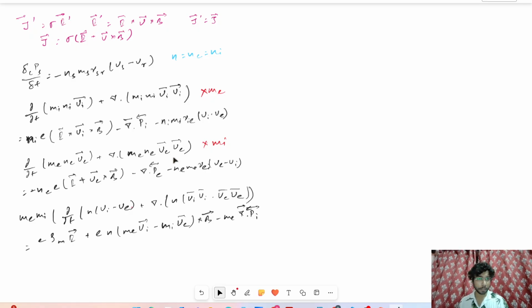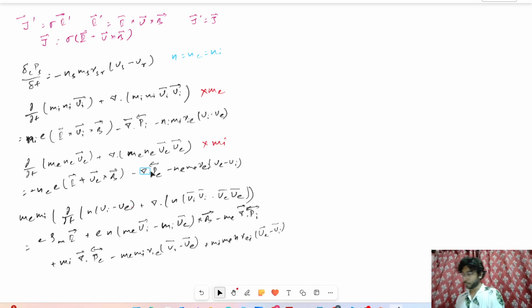So Me del dot Pi, and then this will be Mi del dot Pi plus Mi del dot Pi minus Mi mu IE, the collision term, plus Mi N mu I, right. Okay, so this is a big equation, but we'll just look at it one term at a time.